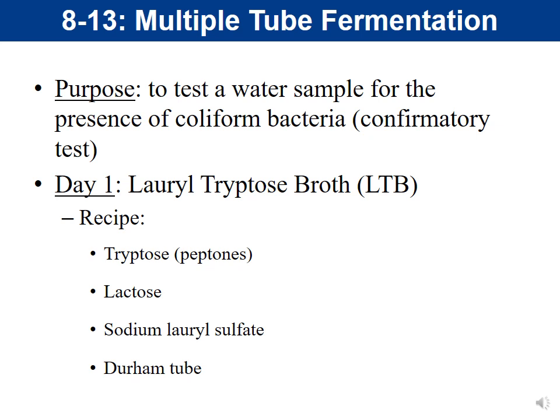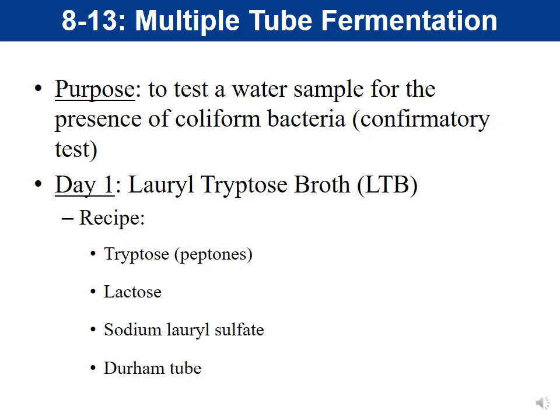So in this example for LTB, the lactose is differential because we're looking at whether bacteria can use lactose, that is, ferment lactose to produce acids and gas. So that is our differential. Our sodium lauryl sulfate is going to be our selective ingredient. It's a detergent there to inhibit gram-positive but allow for gram-negative growth, because a coliform is a gram-negative bacterium that ferments lactose to produce acids and gas.